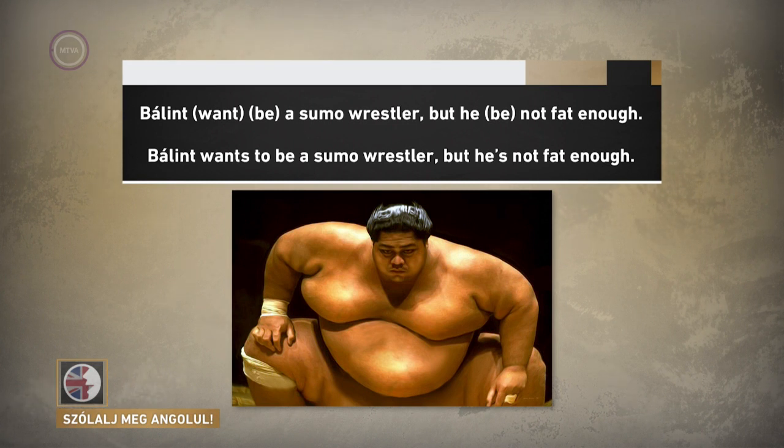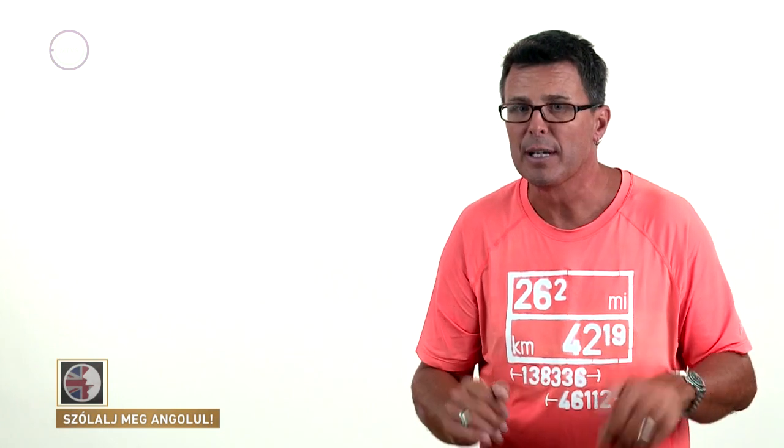We can see that the first thing we have to change is the verb to want. We're talking about Balint, which means that we're using the third person singular. The verb to want is regular, which means that we have to add an S to the end of the infinitive to make the correct third person singular form. I want, you want, but he, she and it wants. Okay, so far so good.